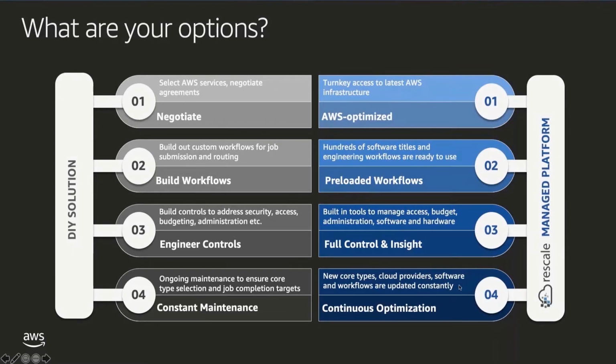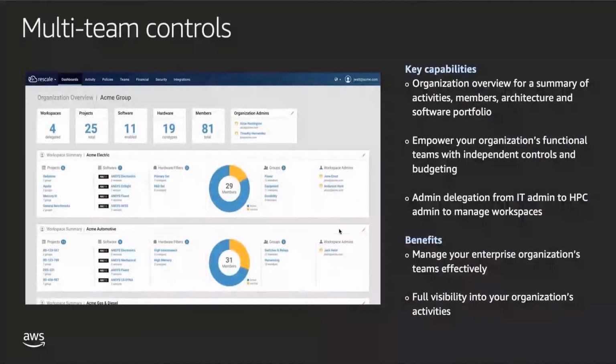We're always providing new core types and cloud providers and workflows up to the platform. So if a piece of software isn't there that you'd like to have there, we can generally get that done for you very quickly. From a control point of view, it's really important to be able to understand who's using the platform and how they're using the compute. So we have something called our Insights package, which gives you full visibility into projects at a given company.